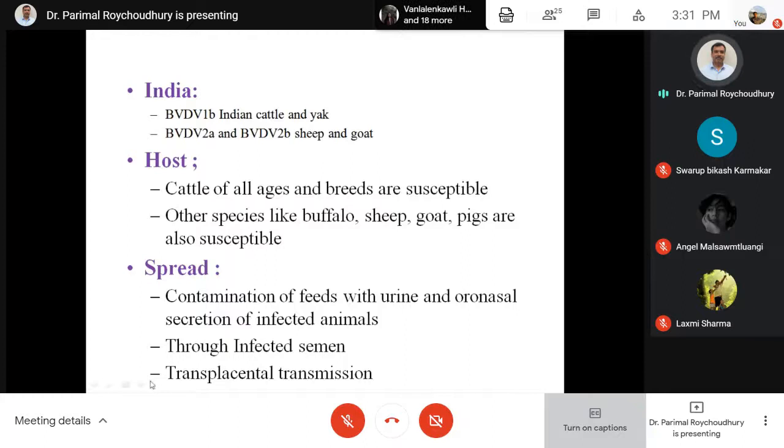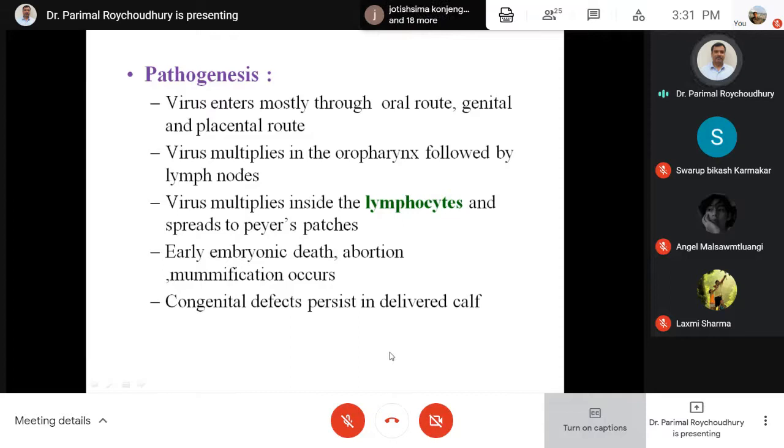This is quite peculiar. If in utero infection occurs, then the calves born out of those infected cattle show no antibody response against BVDV. However, these animals produce the virus in large numbers and excrete it through their secretions. So the animals are seronegative, but they are harboring the virus.